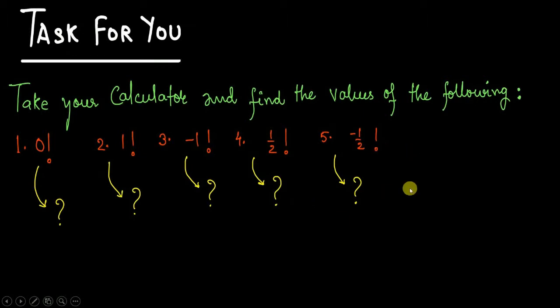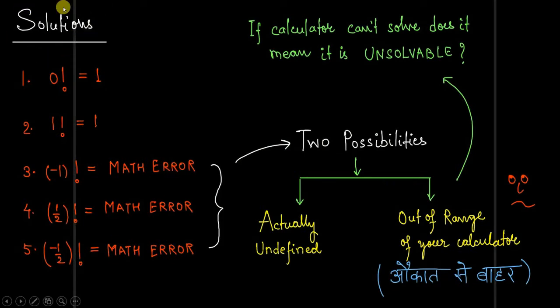Now let's verify your results. What are the solutions that you might be getting here? The value of 0 factorial you might be getting as 1. Value of 1 factorial you might be getting as 1. Minus 1 factorial you might be having a math error. Half factorial you might be having a math error. Minus half factorial you might be having a math error. So two possibilities you have. Actually it could be undefined, and the second possibility is that it might be out of range of your calculator.